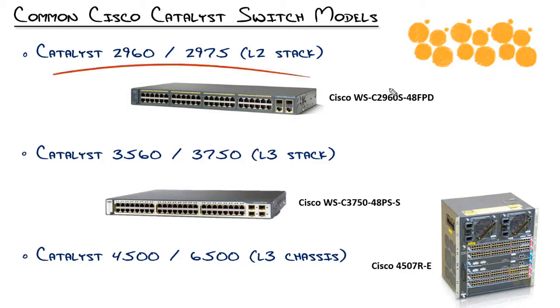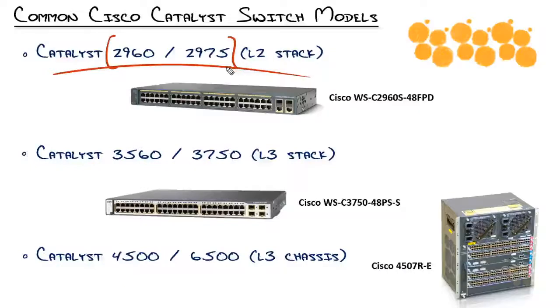So up top is the first persona, the Catalyst 2960 and 2975. Now, remember, these are specific model numbers. I'm not saying buy those model numbers. It's kind of like saying a Ferrari and a Porsche are a type of sports car, right? There's a lot of other sports cars that are out there. And these are two types of layer 2 stackable switches.